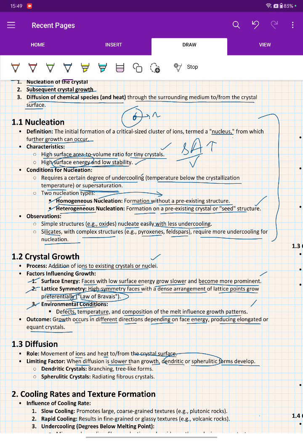Homogeneous is a formation without a pre-existing structure, and heterogeneous is a formation on a pre-existing structure or a seed structure. Observations: oxides have a simple structure. They nucleate easily with less undercooling. Silicates have a complex structure, for example pyroxene and feldspar, and require more undercooling for nucleation.